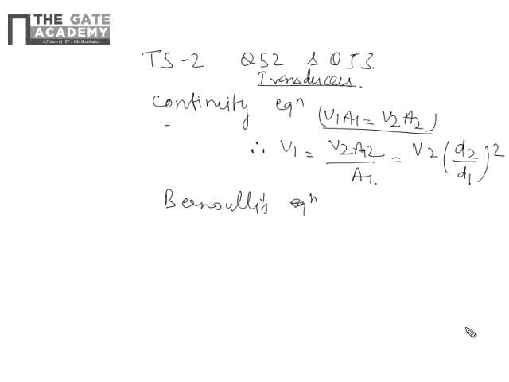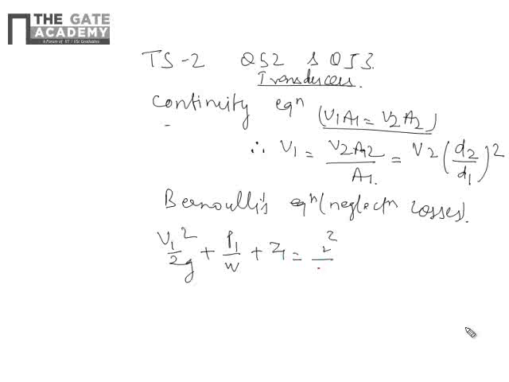Now there are various assumptions to be made when you apply Bernoulli's equation. That's the reason why I write in general that we are neglecting all the losses, because Bernoulli's equation can't be applied like that simply. So there are various assumptions to be made. So we say that we are neglecting all the losses. So what it says is V1 square by 2g plus P1 by W plus Z1 is equal to V2 square by 2g plus P2 by W plus Z2. So these are the three heads which have to be equal when you apply Bernoulli's equation.